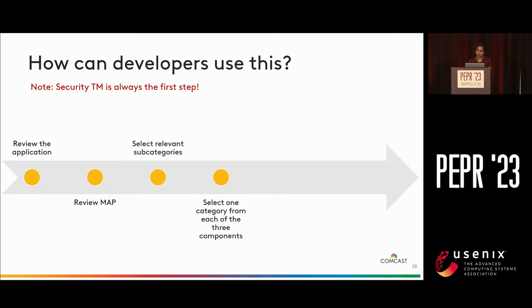Then they select one category from each of the components to create a persona and apply it to their system. This is a very collaborative process. The product team would typically work with a threat modeling team to determine which of these are applicable for them, which of these they can mitigate, and what steps they would take to mitigate those.